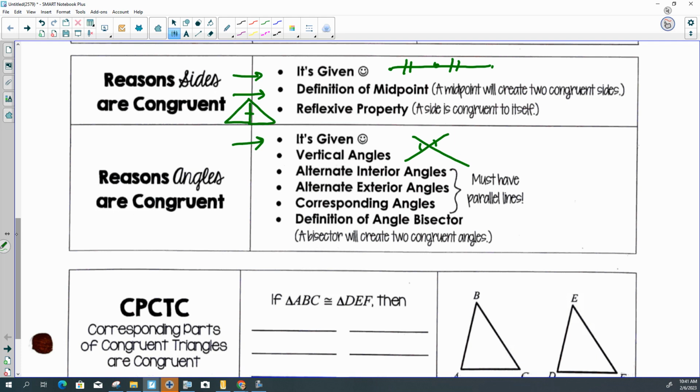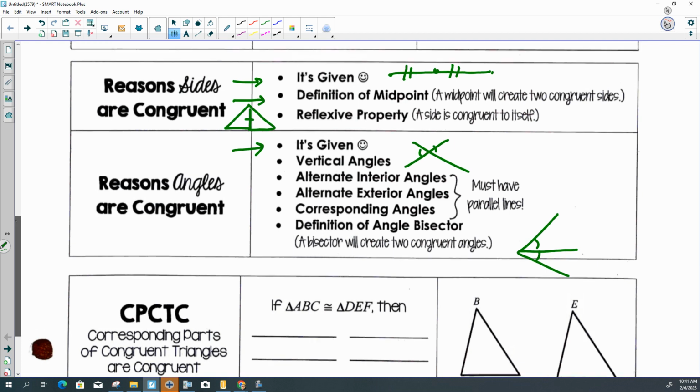Definition of angle bisector. Does anybody remember what it means to bisect an angle? Exactly in half. So it's not just cutting like uneven. If it says it's an angle bisector, it will create two congruent angles. And we'll talk about this on Wednesday.